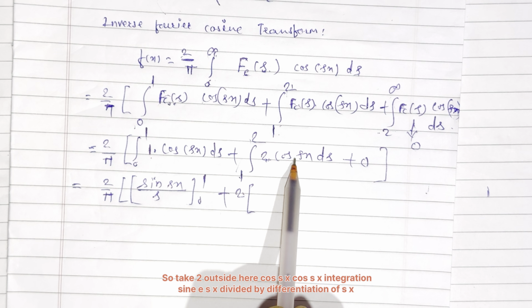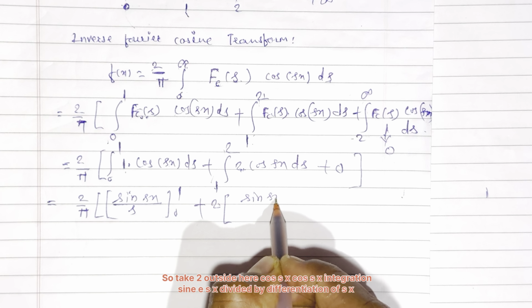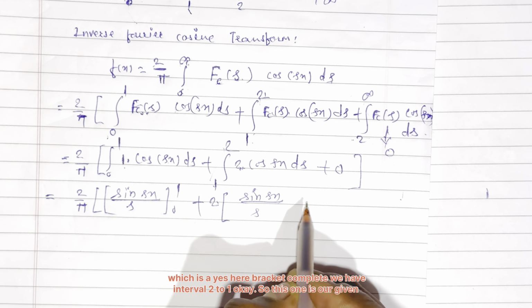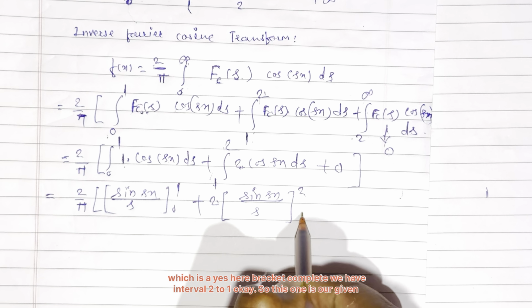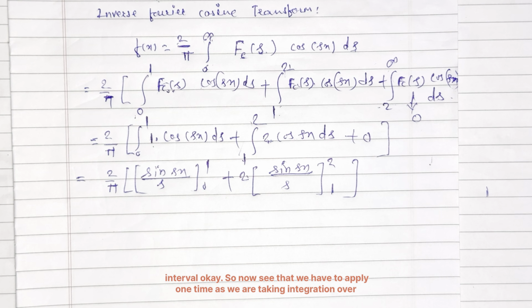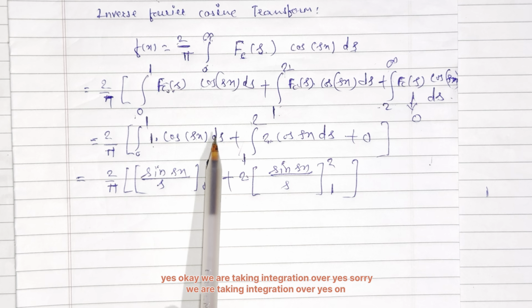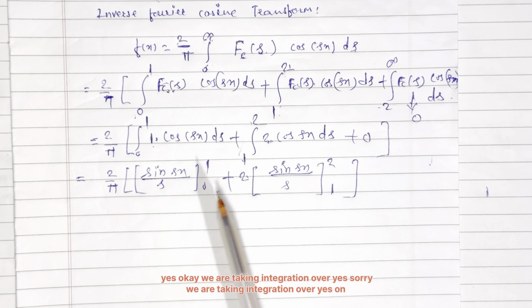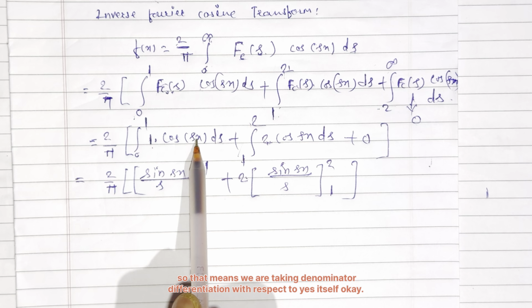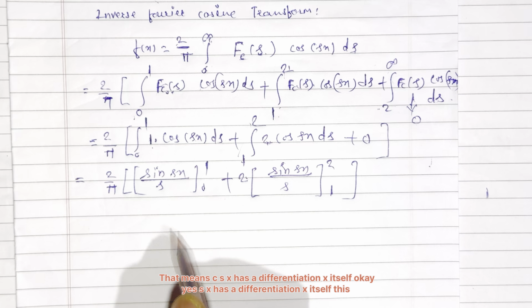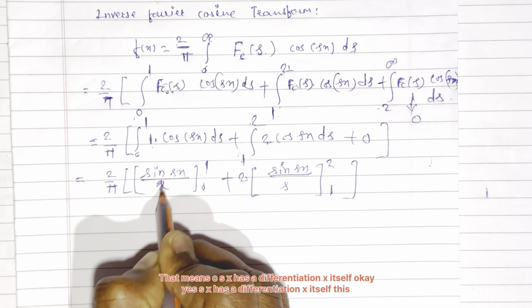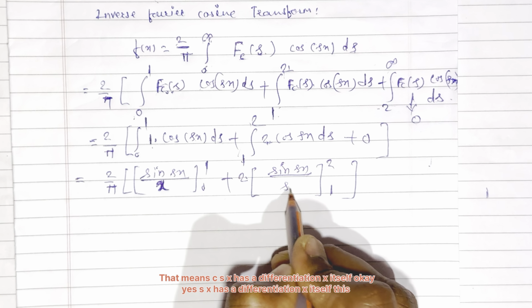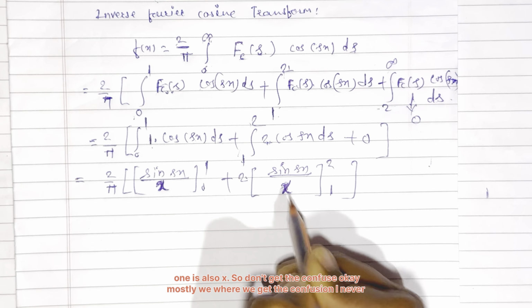Cos sx integration gives sin sx divided by the differentiation of sx, which is s here, bracket complete. We have the interval 2 to 1. So this is our given interval. Now see that we have to apply this one time as we are taking integration over s. We are taking integration over s, so we take the denominator's differentiation with respect to s itself. That means sx has a differentiation x itself. This one is also x, so don't get confused.